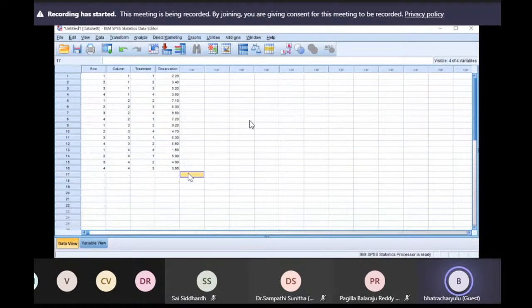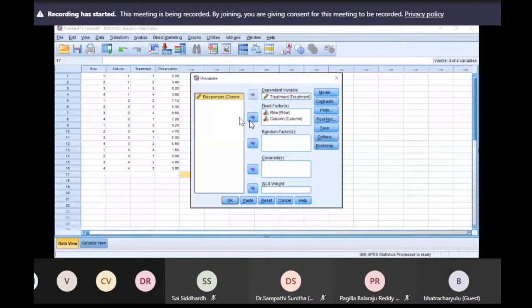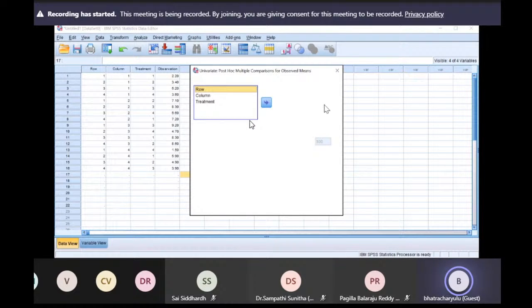Okay. Now, next you go and implement the Analyze, Univariate. Row, column, and treatment are fixed effects. Treatment also. Okay, right. Responses are dependent. Post hoc tests may not be required. You write them only for treatment.